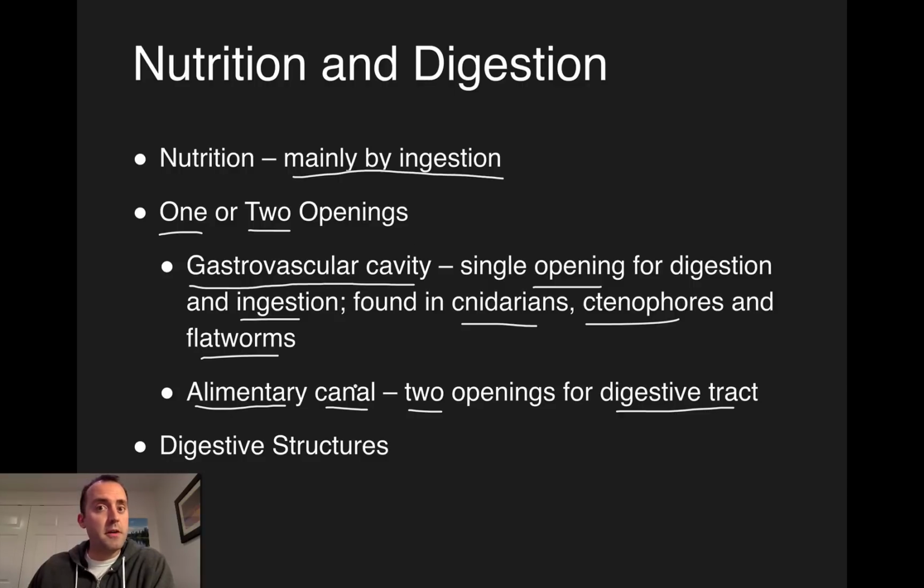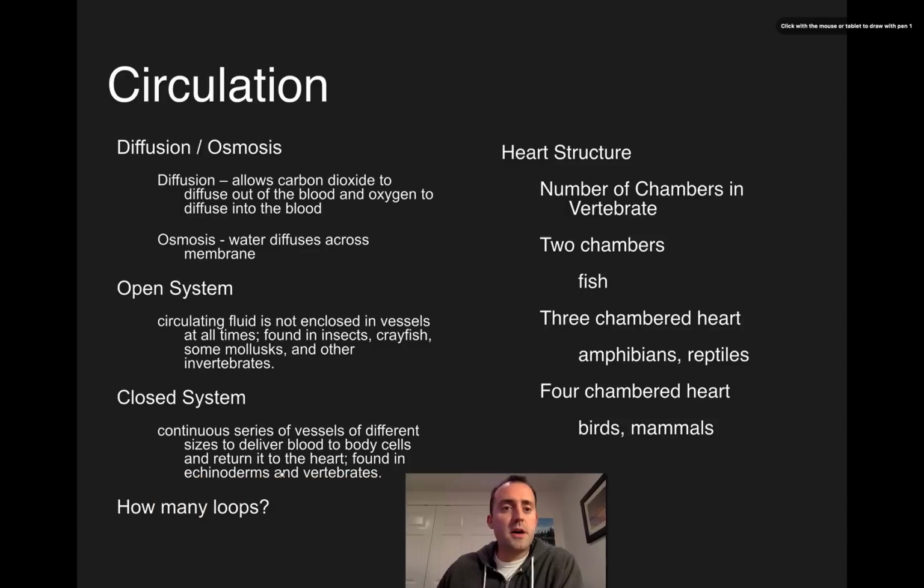This is a big evolutionary jump for animals that allowed us to basically eat kind of on the run. We've also developed many digestive structures that aid in producing enzymes and storage units and so forth for the food that we eat. Now we're going to talk about circulation.